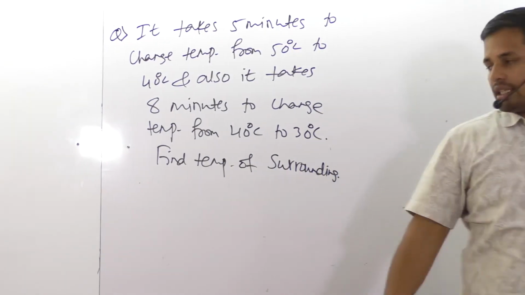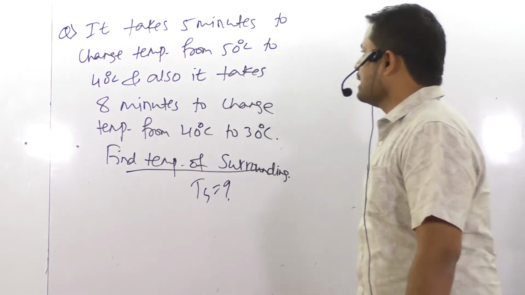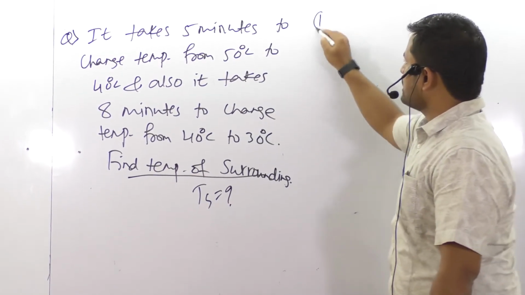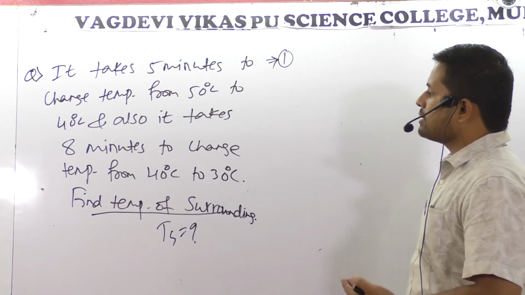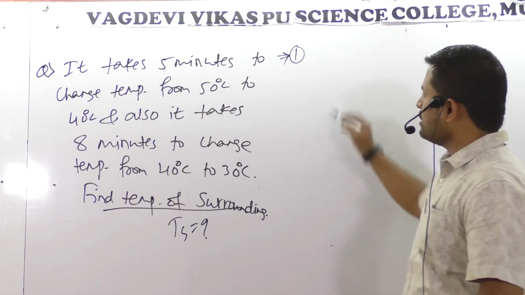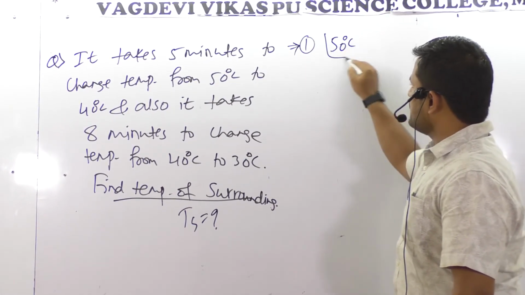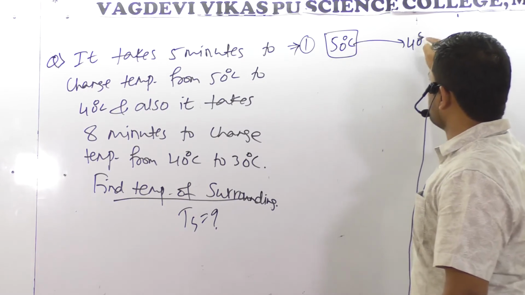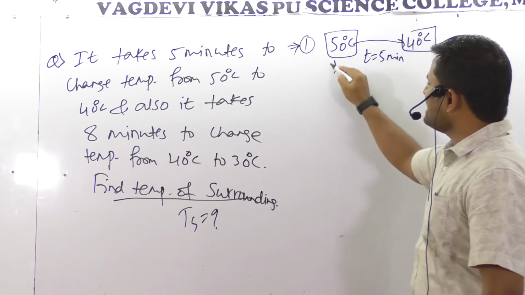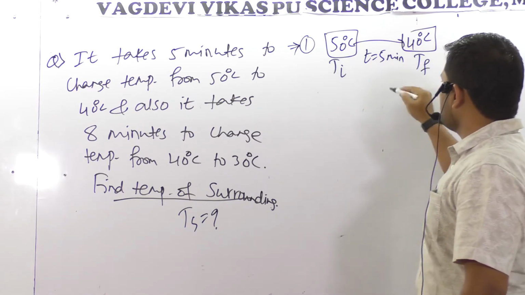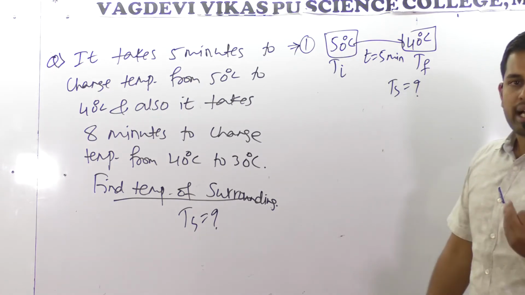Okay. Now they are asking you the temperature of the surrounding. Temperature of the surrounding means Ts is equal to question mark. Let us handle the first case. It takes 5 minutes to change temperature from 50 degrees Celsius to 40 degrees Celsius. You understand this now? What is the formula? So you know the formula already. So 50 degrees Celsius to 40 degrees Celsius it is becoming in how many minutes? In the time t is equal to 5 minutes. This is going to be Ti, this is going to be Tf, Ts is something I don't know. That's what I am supposed to calculate. How to write the formula?